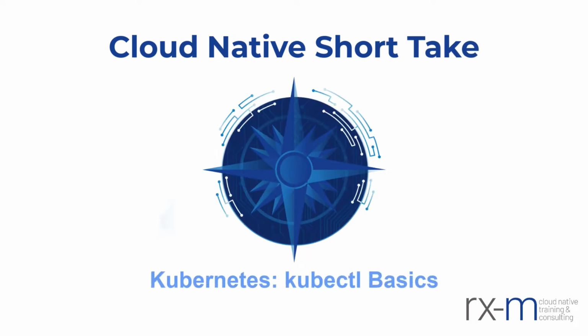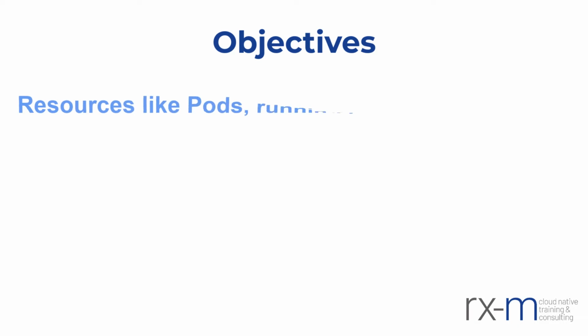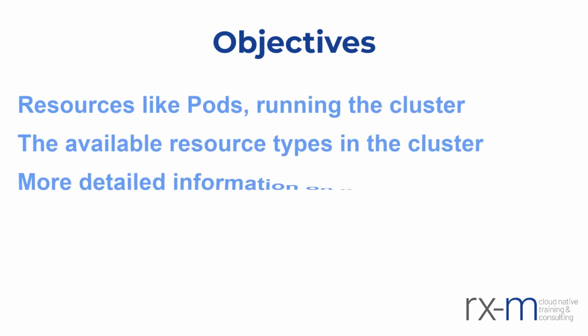Today, we will take a look at how to gather some information about your Kubernetes cluster from the command line using kubectl, namely, resources like pods running in the cluster, the available resource types in the cluster, and more detailed information on specific resources in your cluster.